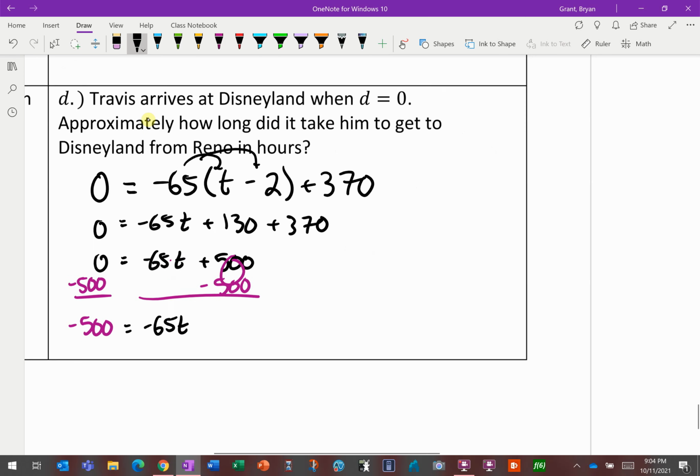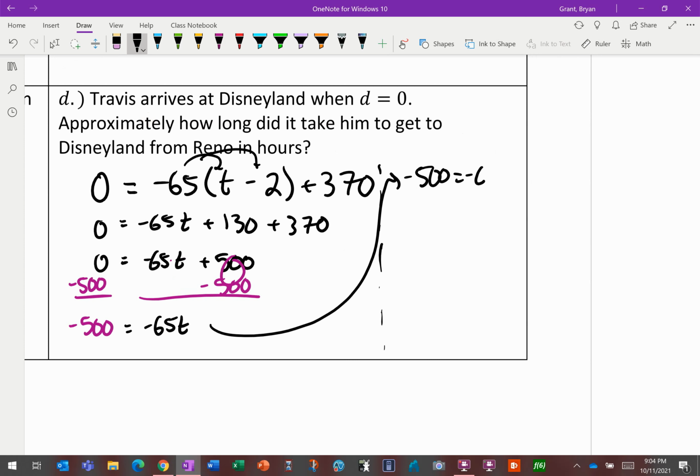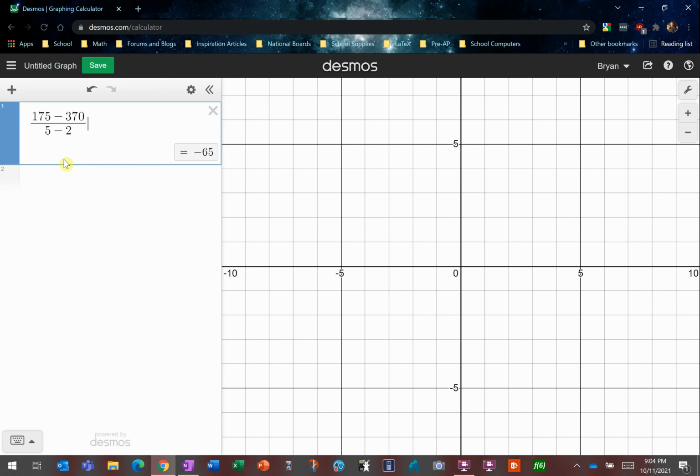And I have run out of room, so I'm going to use this space up over here. So let's try again. Negative 500 equals negative 65t. And let's finish off by dividing both sides by negative 65. Okay, we might want to go through and do this on our calculator again. I'm going to do the same thing. So we have negative 500. Let's try this again. Negative 500 divided by negative 65.